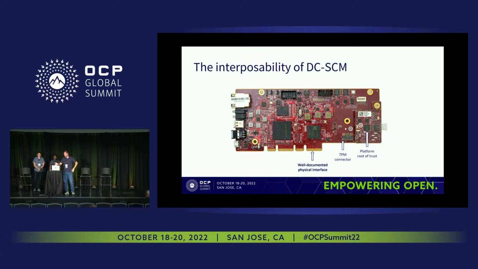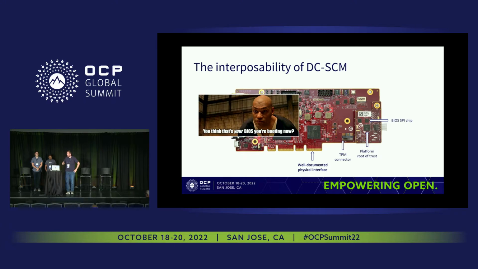Now, there is a platform root of trust there, so does that solve anything or give us any benefits? One of the common functions of a platform root of trust in this configuration is to measure the contents of the BIOS SPI chip. So is that useful? Well, it's not a panacea, because as interposable as the TPM bus is, the boot bus is also interposable. So to paraphrase Morpheus here, are you really sure that that's the BIOS you're running? The BIOS that is measured in the SPI chip is not necessarily the same BIOS that ends up running on the CPU.